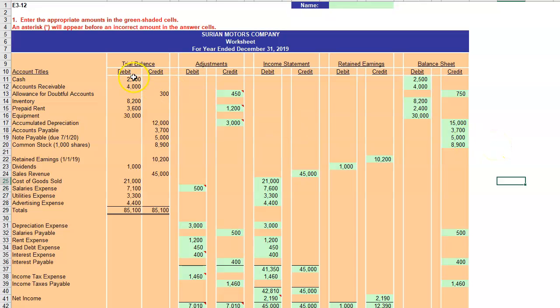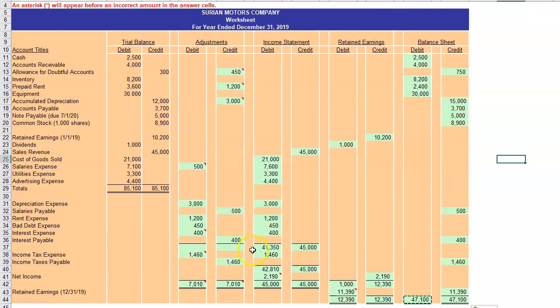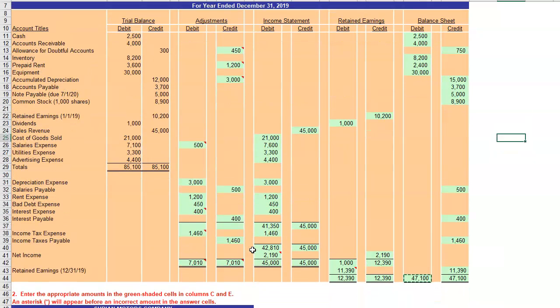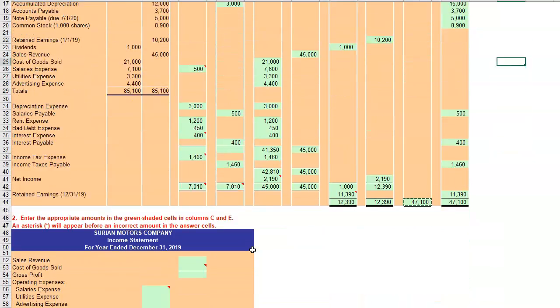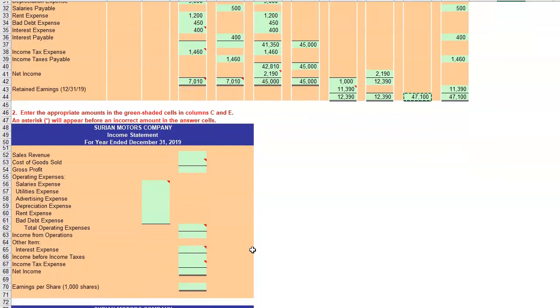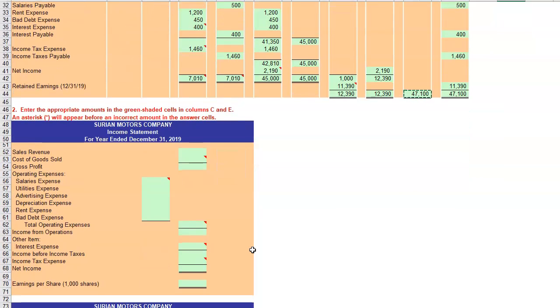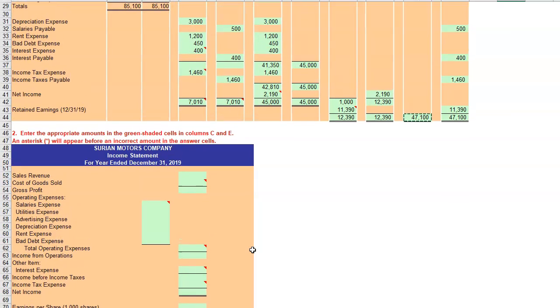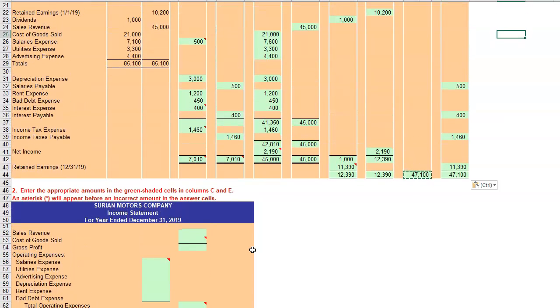We are still working on exercise 3-12. We already did the worksheet. And now we need to do the financial statements. Okay, so the financial statements are already set up, so it should be relatively easy. So we just have to go back and forth.